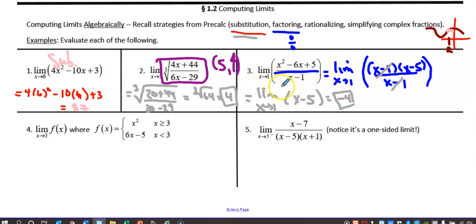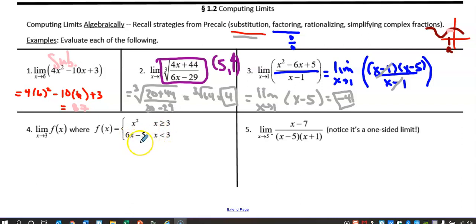So basically there's a hole, right? If you guys remember graphing rational functions back in Algebra 2 and pre-calc, there's a hole right here at x equals 1, and the hole is at 1, -4. But you don't need to know any of that. You just need to know what the value of the limit is. I hope that makes sense to you, and let's go ahead and keep on with number 4.